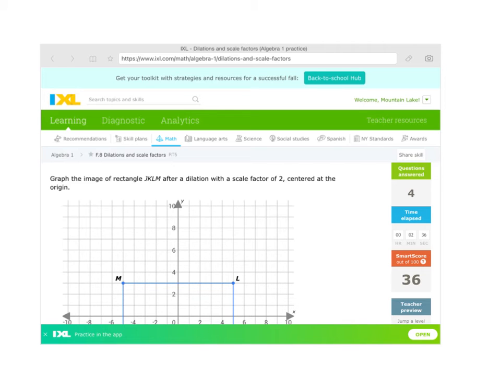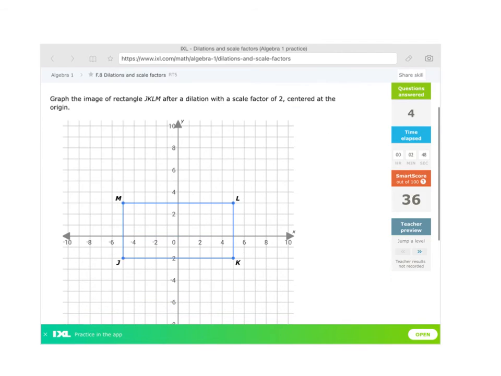So graph the image of rectangle JKLM after a dilation with scale factor of 2, centered at the origin. So everything gets multiplied by 2 is what's happening. So if I have a coordinate, like let's look at K, that is 5 and negative 2. So I'm going to multiply everything by 2. So that will become 10 and negative 4. So this is where it's going to end up. All right. And same with L. This is 5 and 3. So that will become 10 and 6.